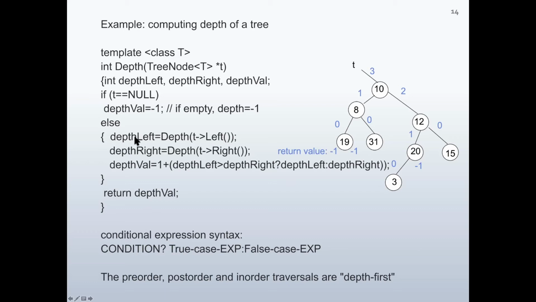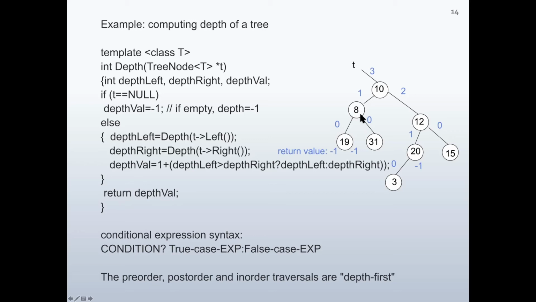Now the left subtree is traversed. There is a call to the function depth recursively for the right subtree. And for that one also -1 is returned because the link value is null. So for this node, depth left is -1, depth right is -1. Depth left is not greater, so depth right is chosen. So the value here is -1. -1 plus 1 equals 0. So the value of depth val becomes 0, and 0 is returned from the depth function. So 0 is returned, and we go to the parent node.